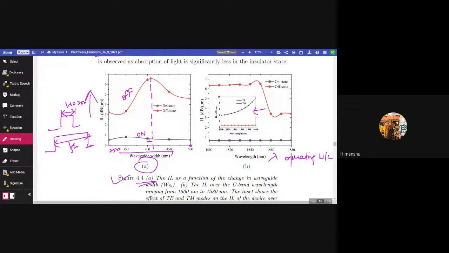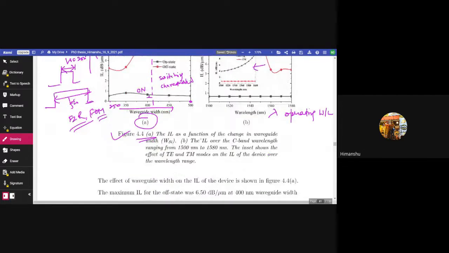Now you can ask me why I am only calculating this on state and off state losses. I'm calculating them because insertion loss is a very important and crucial parameter in the field of optical modulators. And if we know the losses at on state and off state, we can calculate the extinction ratio. And from this extinction ratio, we can calculate the figure of merit of the device. These are the main parameters which we are focusing on for an optical modulator: the insertion loss, extinction ratio, and figure of merit. So that's why we are calculating the on-state and off-state losses for the devices.